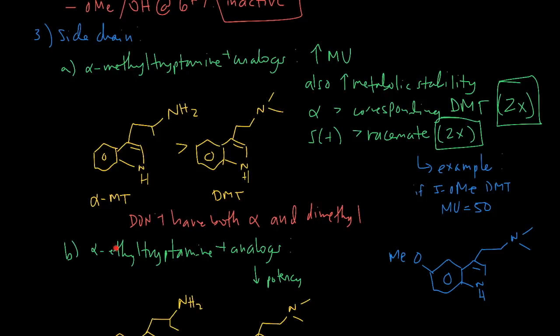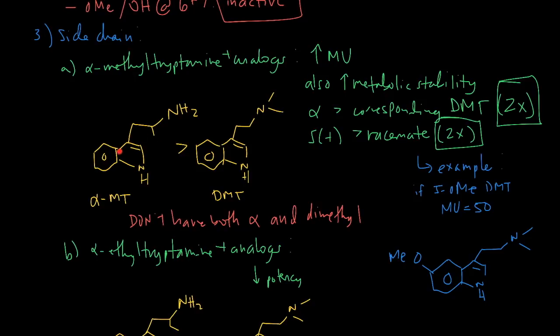Important thing: you should not have both an alpha and a dimethyl group, or else you decrease potency. So here you have the alpha group, but notice you don't have the dimethyl group here. You just have an NH2. Here is the dimethyl group I'm referring to. So if you have an alpha group, don't add the dimethyl group here, or else you decrease potency. So the alpha methyl group is more potent than its corresponding group.